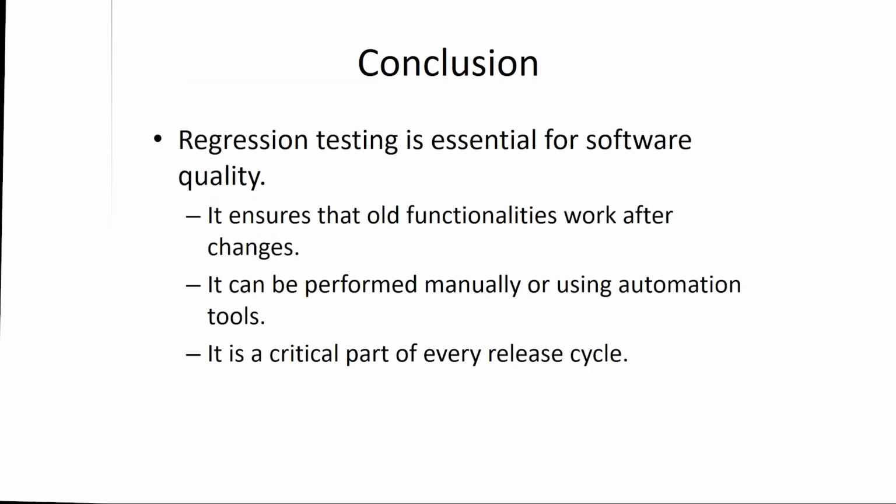Conclusion: Regression testing is not just an optional step, it is an important part of the software development lifecycle. It ensures that your application remains stable, reliable, and bug free even after continuous changes. Whether you are working in agile, DevOps, or traditional models, regression testing plays a key role in delivering high quality software. It can be performed manually or using automation tools.